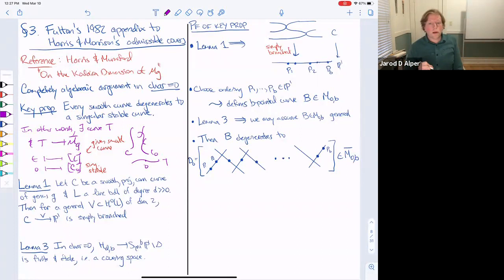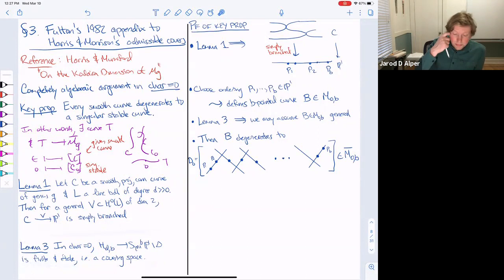Right, that's our goal. That's our first goal. And then we'll use the boundary in a fundamental way to get at the irreducibility of M_g bar. So we're going to use the theory of branch covers, namely the first and third lemmas. The first lemma was just that there exist simply branched coverings for a given smooth curve C. And the third was that they can be deformed.